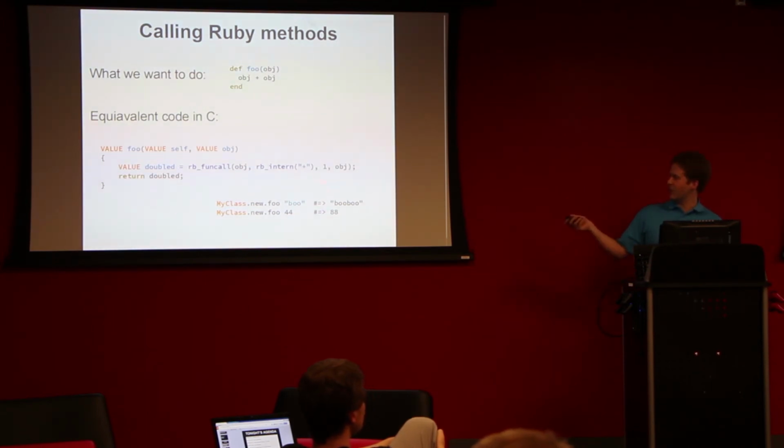And then we need to pass in the arguments. So we have to say the number of arguments and then have all the arguments on there. And this is how we call a Ruby method from C. And then we just return the result on the next line.